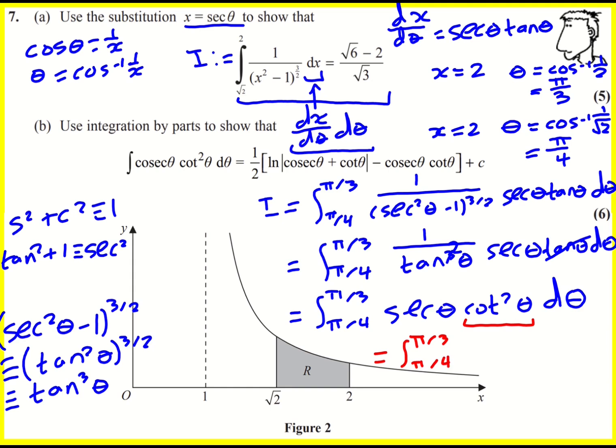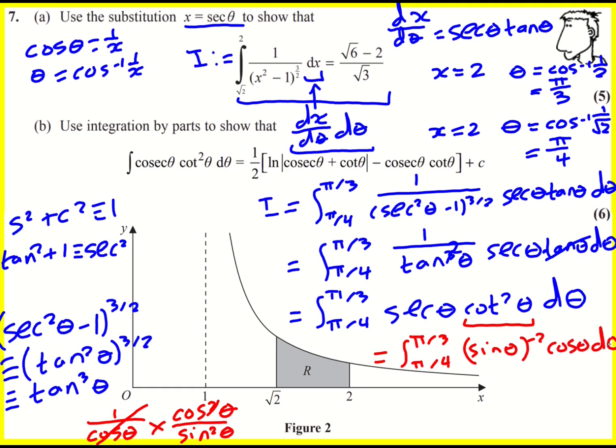Because sec theta is actually 1 over cos theta, and cot theta is cos over sine. So I get cos squared theta over sine squared theta here. And the 1 over cos theta cancels one of these out. So I actually get sine theta to the minus 2 times cos theta d theta.